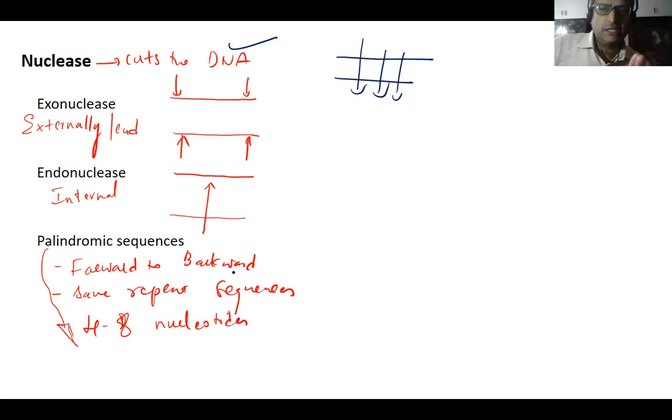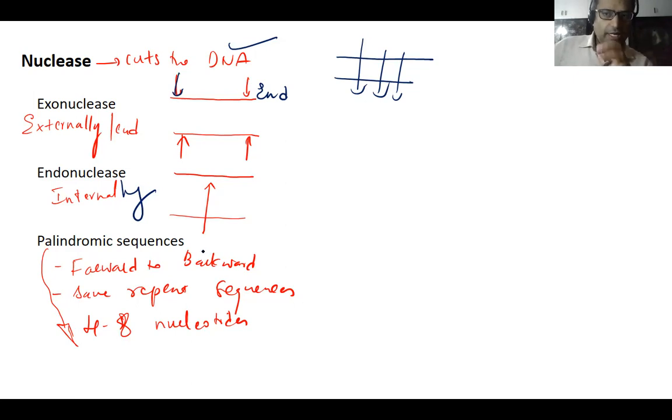One is called exonucleases, another is called endonucleases. Exonucleases will cut at the end. Understand, this is the double stranded DNA, and at the end region it will cut. Whereas another enzyme is called endonucleases. Endonucleases will cut internally, cutting the phosphodiester bonds. What are phosphodiester bonds? Already you know it, the basic bond between the nucleotides. Internal cutting is called endonuclease; end cutting is called exonuclease.